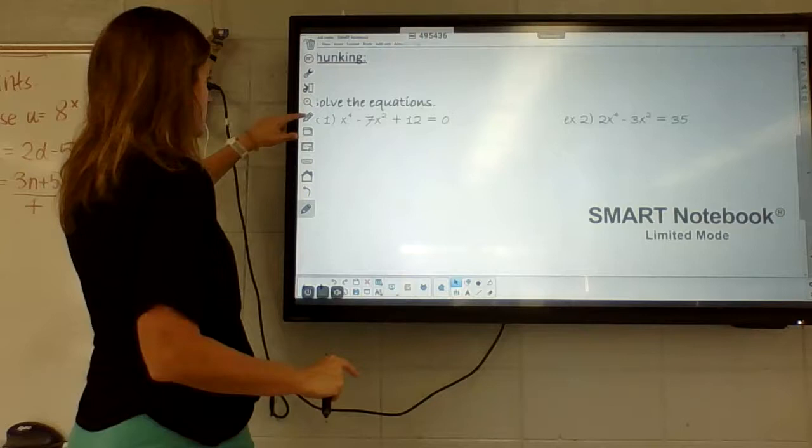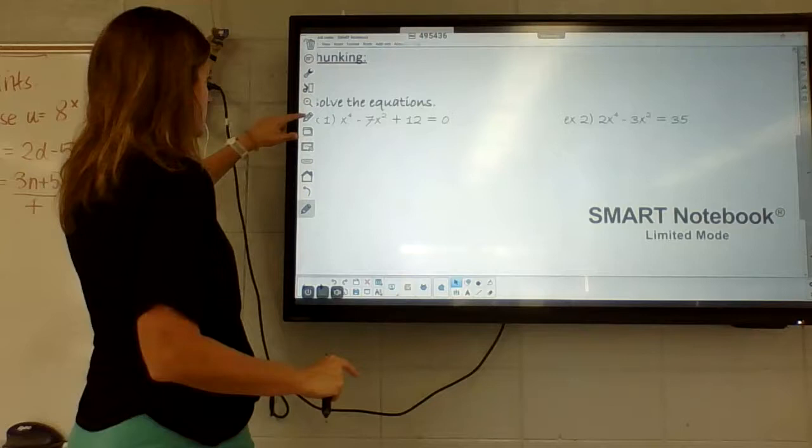So again, try to think about this, and I just gave myself some more space because I can't write that small. In my opinion, this problem looks a lot like 2x squared minus 3x equals 35. It looks a lot like that, so I'm going to treat it as if it is that type of problem.